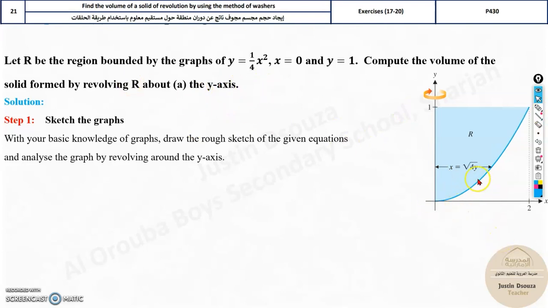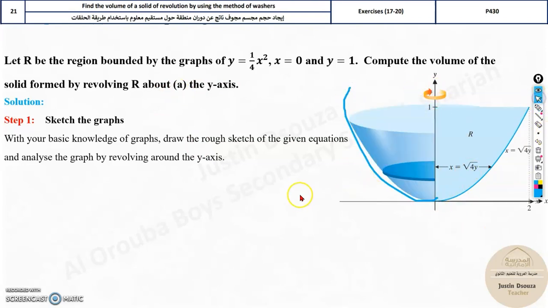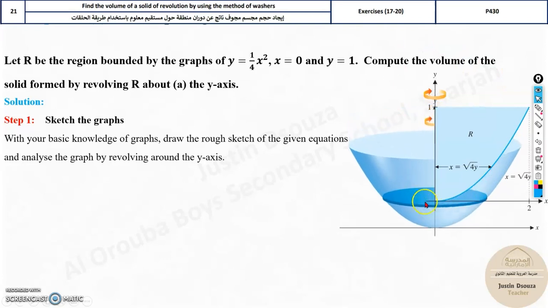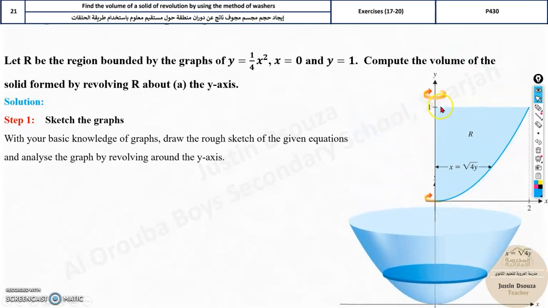They're revolving around the y-axis. What happens if you revolve around the y-axis? It just becomes like this. Do we need the washers now? No. See, it's just like this, isn't it? Now over here you can see this part, when you rotate it, will be like this, and the cross section is a whole disc. Now all you need to know is the formula. Now we do not use the method of washers.